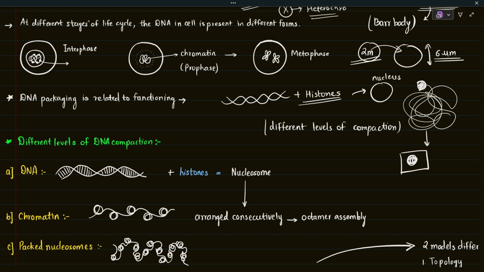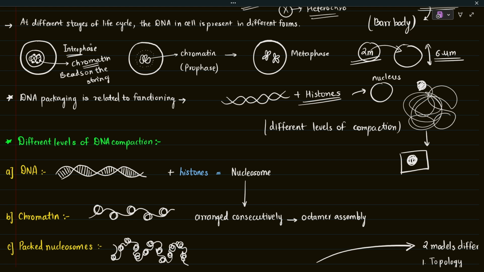And that is why at different stages of the life cycle, the DNA in the cell is present in different forms. For example, interphase is the metabolically active phase of cell life, and that's why the DNA is present in chromatin form. You know, this is the beads on the string structure. So the DNA is present in the chromatin form. Why? Because in the chromatin form, all of the transcriptional machinery can access the DNA, and it can transcribe it.